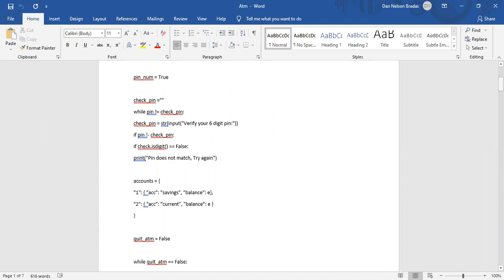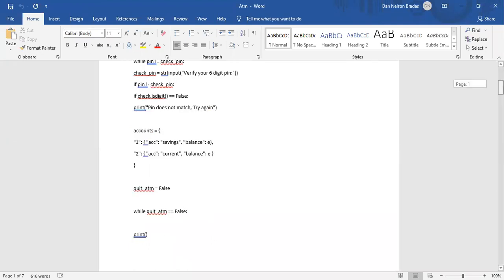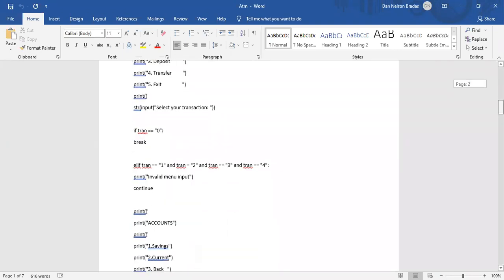Accounts: 1 is accounts, savings, balance, and more. 2 is accounts, current, balance. Quit ATM is equal to false, while quit ATM is assigned false. Print inputted.